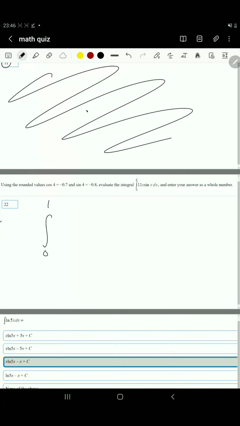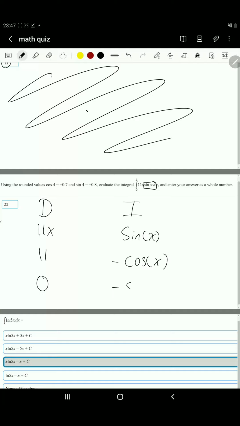So you have the integral from 0 to 4, 11x sine x. Again, a function multiplied by another function, and they're not derivatives of one another. So what do you do? You do integration by parts. And as long as there is no ln in the expression, you choose the polynomial to be your differentiation, and the other thing to be your integration. The derivative of that is 11, the derivative of that is 0. The integral of that is minus cosine x, and the integral of this is minus sine x.